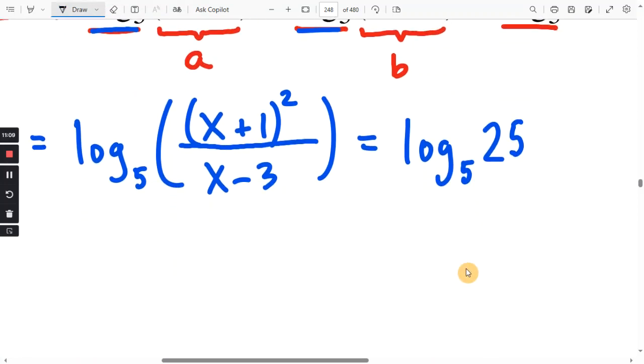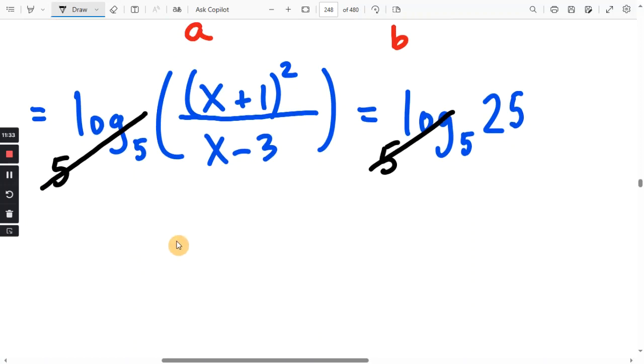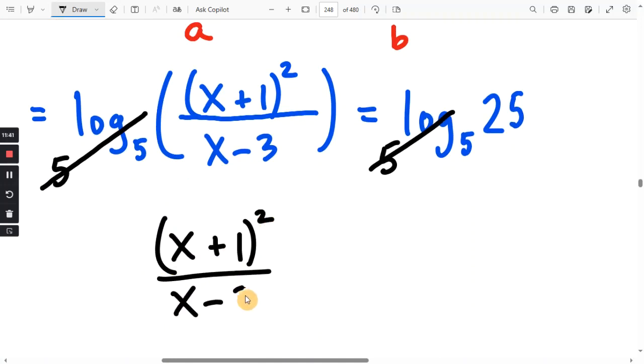Okay, if you don't believe me, you don't have to do this, but if you want to make this the exponent on the number 5 and do the same thing to the other side, I'm doing the same thing to both sides, 5 and log base 5 cancels, and you're left with the argument. So this right here just equals 25. All right, so we have x plus 1 squared divided by x minus 3, and that equals 25.